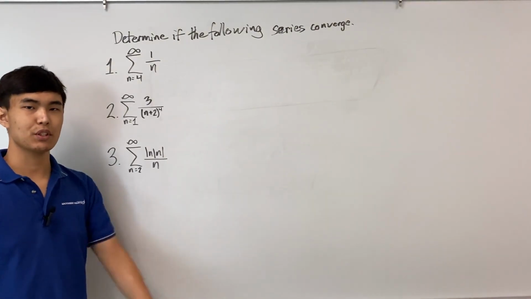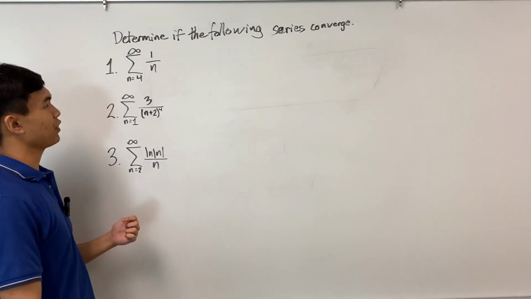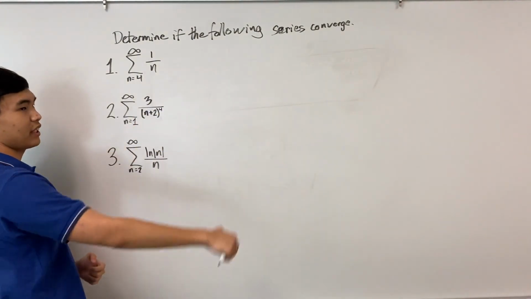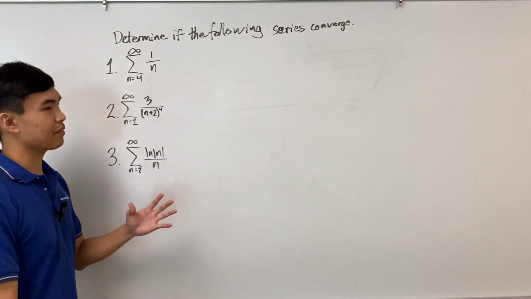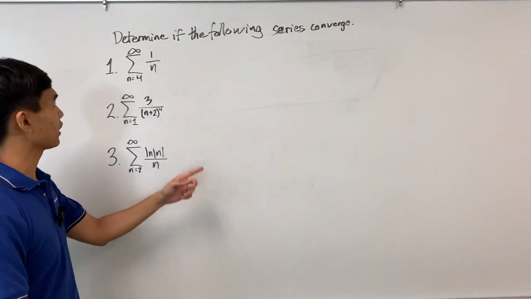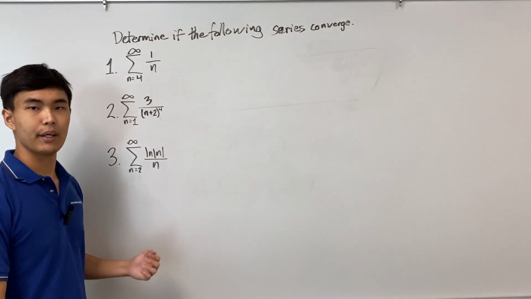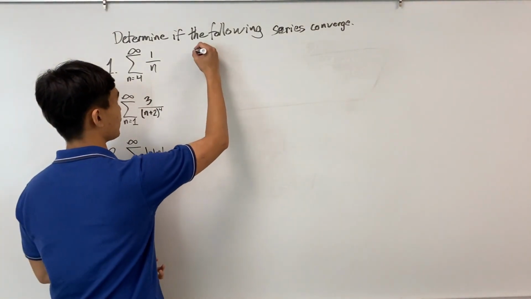I'm going to do 3 examples for you using the integral test. The first up is the series from 4 to infinity of 1 over n. So first we have to find the function f of x that correctly models the series 1 over n. And all we do is just replace the n with an x.